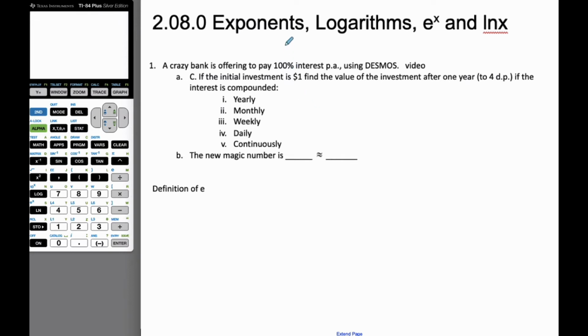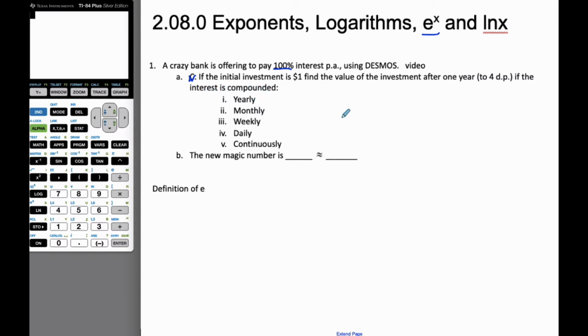Okay, so today we're going to talk about exponents, logs, this number e, and ln x. To set it up, let's consider a crazy bank that is offering to pay 100% interest per annum, which is never true, but let's just consider it. If the initial investment is $1, find the value of the investment after 1 year of interest, if it's compounded yearly.